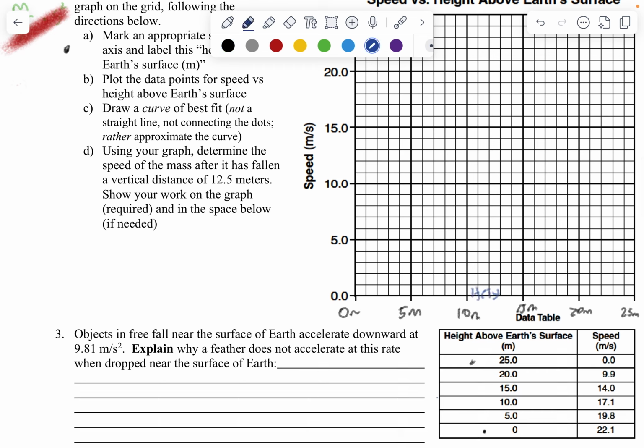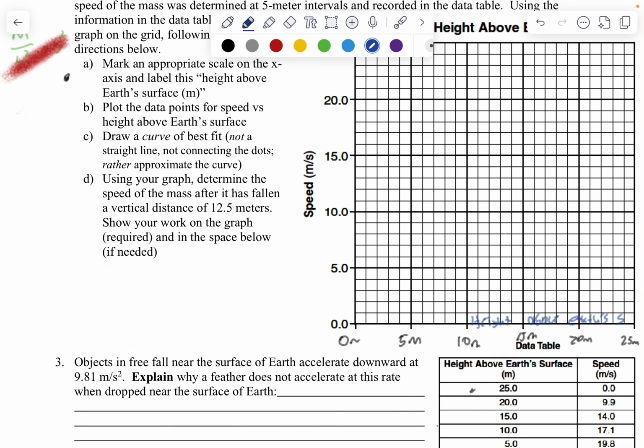Height above Earth's surface. I'll just write an S for myself, but for you, you should just write the whole thing. So we did that. Great, let's check that off. And next, let's plot the points for speed versus height above Earth's surface. So we can just look at our data table and plot the points. I'll do this in blue so it's very easy to see.